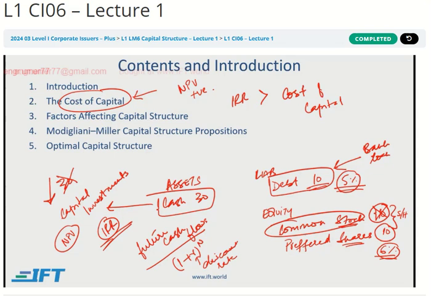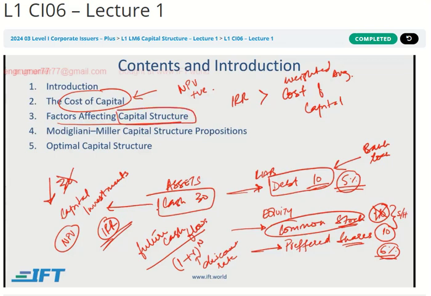Now, how do we calculate the cost of capital? Because as you can see, we have various sources of capital. You can get a bank loan, you can issue common stock, you can issue preferred stock. So we will learn how to calculate the weighted average cost of capital. We will look at the factors affecting capital structure, which means how much of our capital should be debt versus how much should be equity, right? So that is your capital structure.